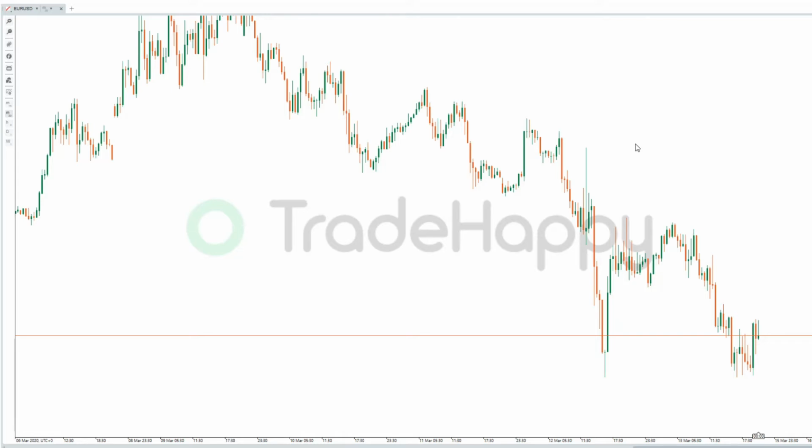Today we're going to be talking about where to place your stop loss and where to place your take profit. So we're just on Euro USD at the moment on the 30-minute time frame. These are the live markets.